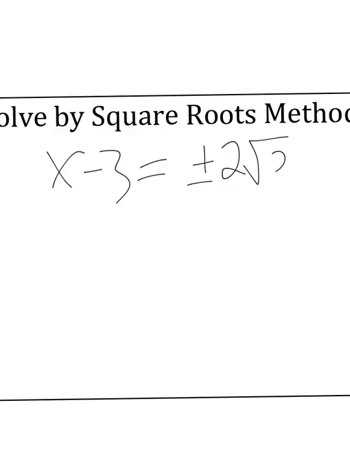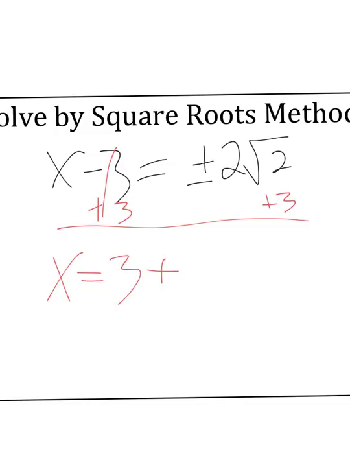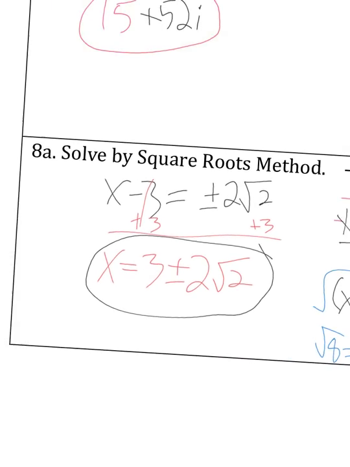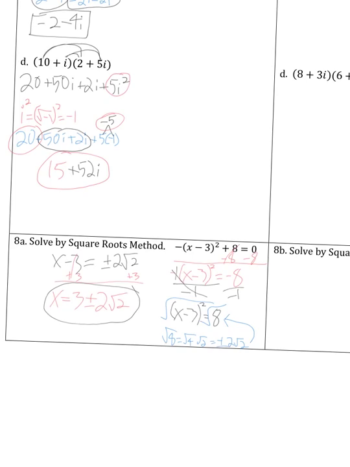So I'm going to resume the problem up here. I'm going to write x minus 3, because that's the square root of (x minus 3) squared, equals plus or minus 2 square root 2. And then I will add 3 to the other side. And then I get x equals 3 plus or minus 2 square root 2. And I'll leave it like that because I don't feel like typing that into the calculator. 3 plus 2 square root 2 and 3 minus 2 square root 2. So yeah, that's it.